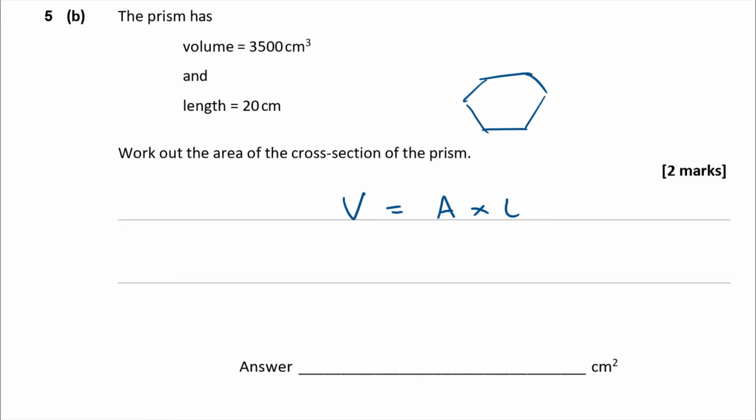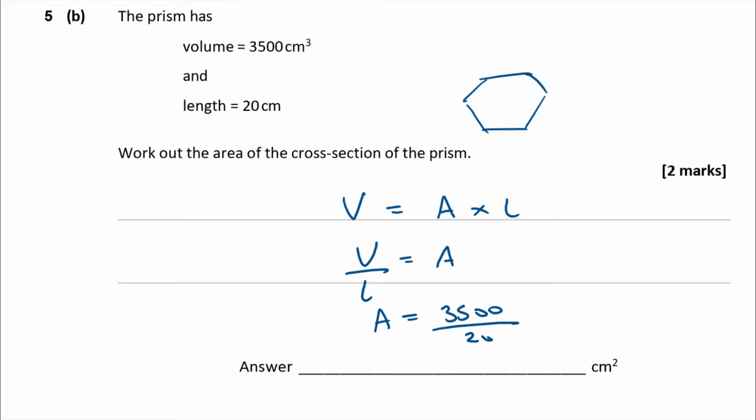Okay, now here we want to find the area, don't we? We've been given the volume. So all we really need to do to find the area then, just dividing both sides by L, is use V over L, isn't it? So the volume of the prism divided by the length.